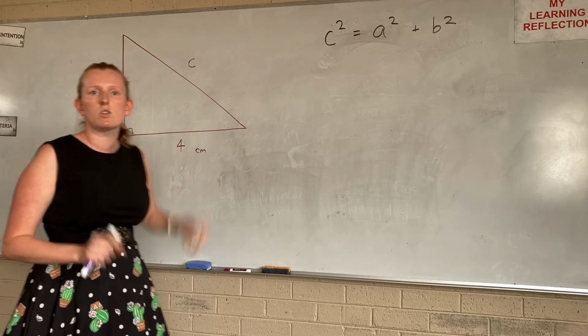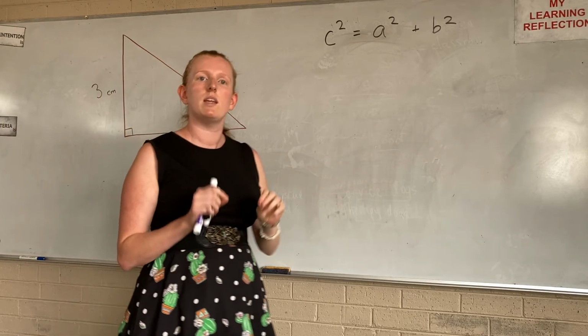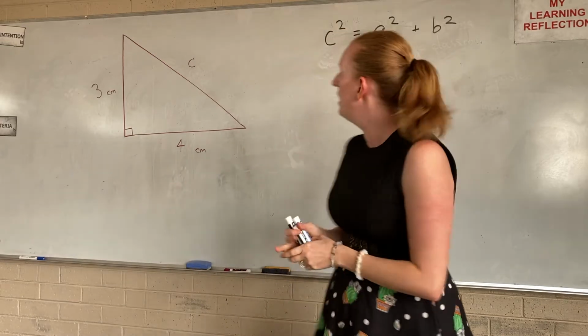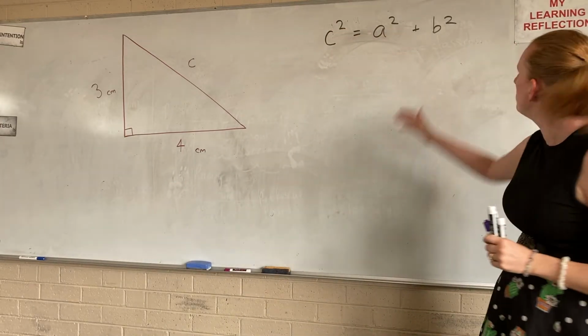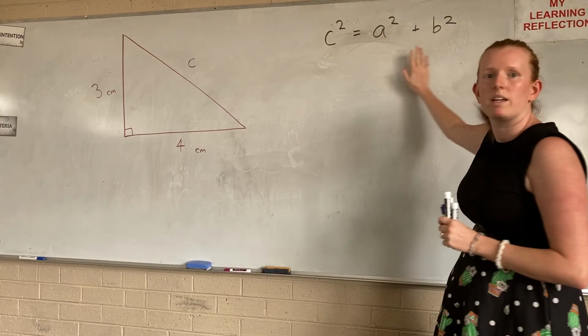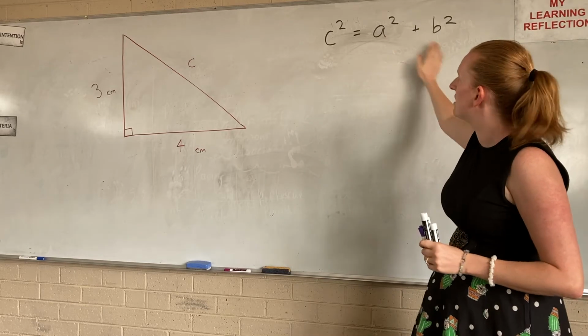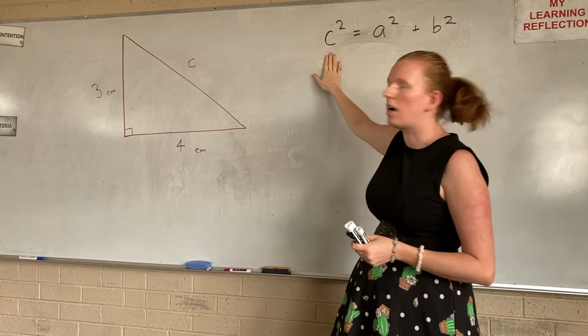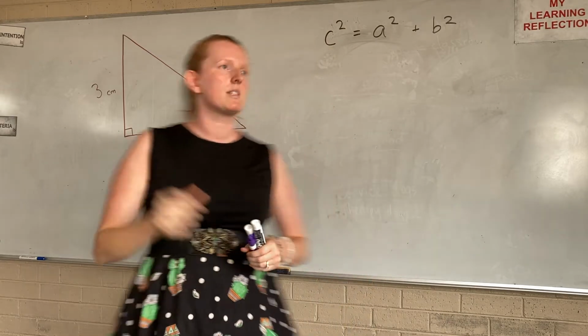Now C is always your hypotenuse. C is your longest side of the triangle, which is pretty obvious if you think about it, because a squared and b squared are going to add to that. So you can't have one of the sides being longer than the hypotenuse. Hypotenuse has to be the longest side.